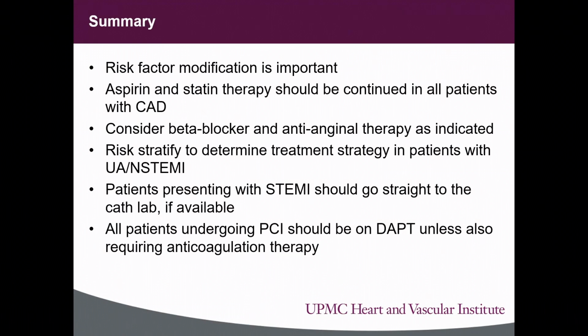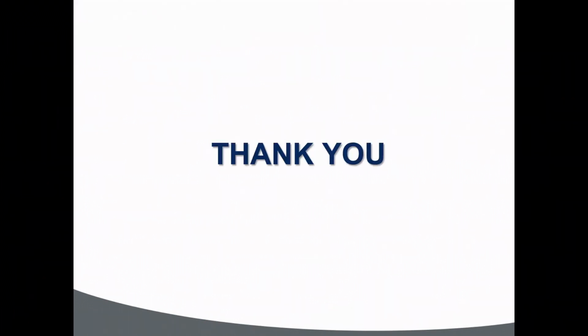So in summary, risk factor modification is very important. Aspirin and statin therapy should be continued in all patients with coronary artery disease. You want to consider a beta blocker and anti-anginal therapy as indicated. You want to risk stratify to determine treatment strategy in patients with unstable angina and non-STEMI. And patients presenting with ST elevation MI should go straight to the cath lab if available. And lastly, all patients undergoing PCI should be on dual platelet therapy unless also requiring anticoagulation therapy, in which case you can think about what treatment strategy to try to limit bleeding, but also to benefit the patient as best as possible. Thank you very much for your attention.